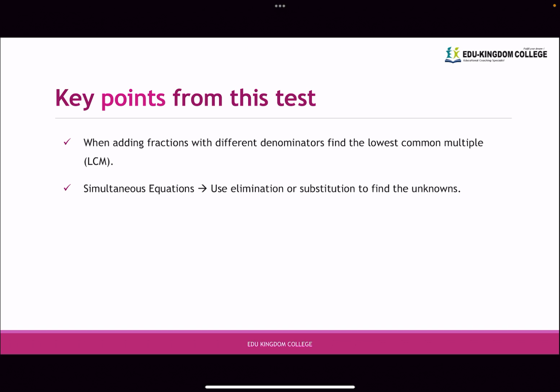So the key points from this test were: when you're adding fractions, make sure that they have a lowest common multiple, or the same denominator, and also when you're multiplying them, make sure that you divide first and then multiply later. Now, for simultaneous equations, use either elimination or substitution to find what the unknowns are.